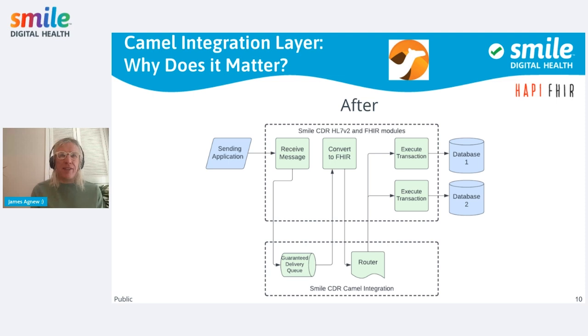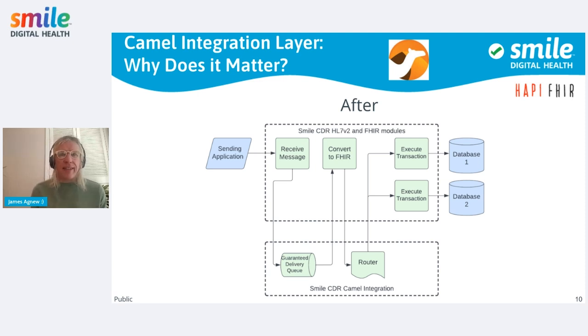You want to receive the message, but then throw it on some sort of guaranteed delivery queue, which ensures that the message gets stored, the sending system gets an acknowledgement, but the message will stay on that queue until we're able to process it. So even if the database is under maintenance or there's some sort of problem with some part of the rest of your infrastructure, you know that no data is going to get lost.